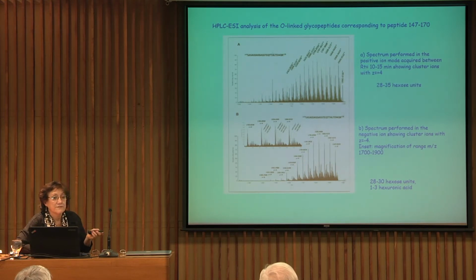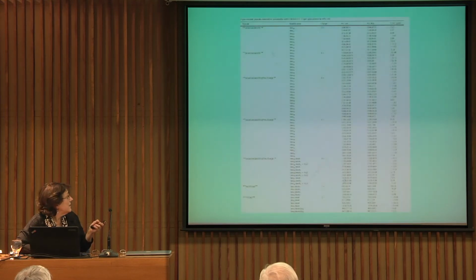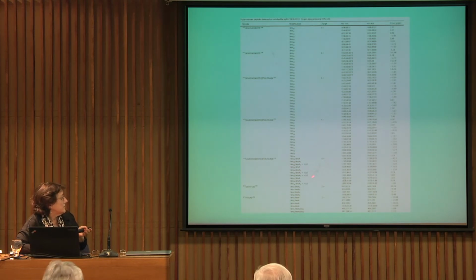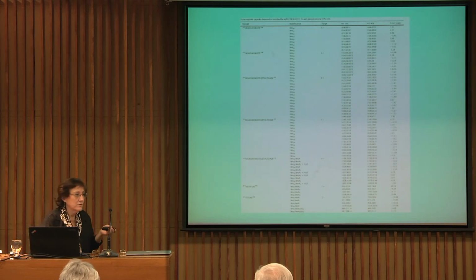3 hexuronic acids. So, up to this point, we could detect a peptide +3, +4, and the same with a miscleavage, +4 and -4, and each signal corresponding to different quantities of hexoses and hexoses with hexuronic acid. There was another little peptide I'm not going to show you now.